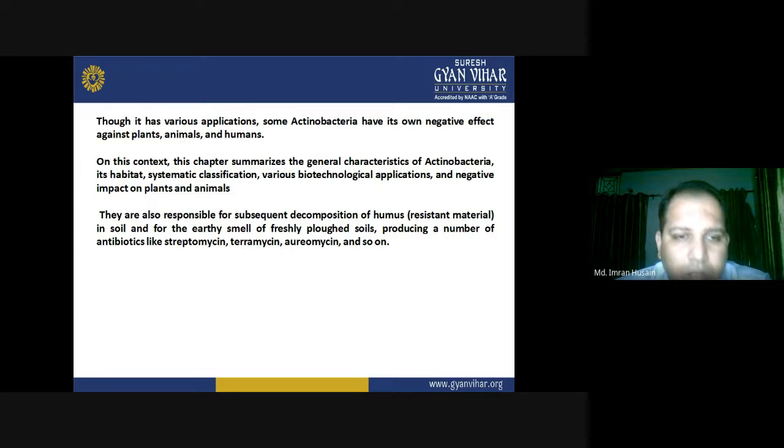They are also responsible for the subsequent decomposition of humus, the resistant material in soil, and for the earthy smell of freshly ploughed soil, and for producing a number of antibiotics like streptomycin, tetramycin, oreomycin, and so on.